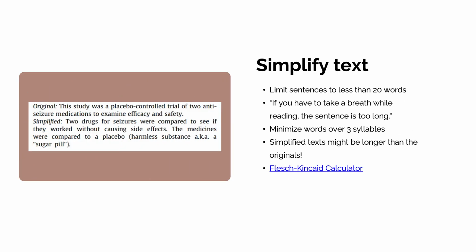The next technique is to simplify your text. This goes beyond simply using simpler words. You must also consider the length of your sentences and the grammar you use. Limit your sentences to 20 words. A good rule of thumb is to read your sentence out loud, and if you have to take a breath while reading it, the sentence is too long. Additionally, try not to use words with more than 3 syllables. An example would be the word administered, which has 4 syllables, could be traded out for the word gave.